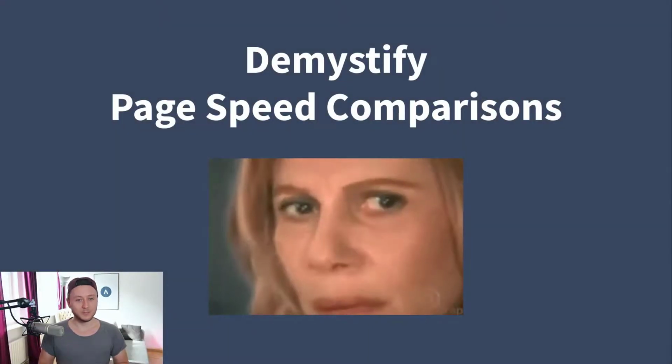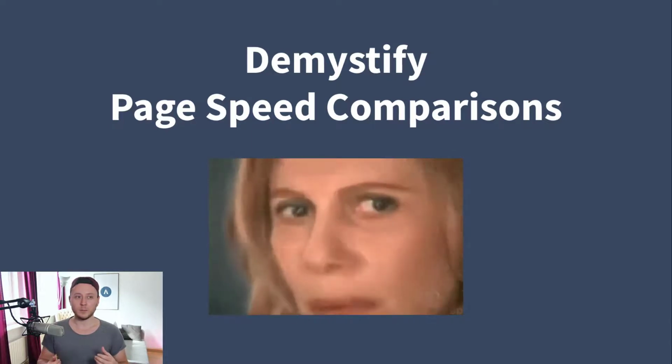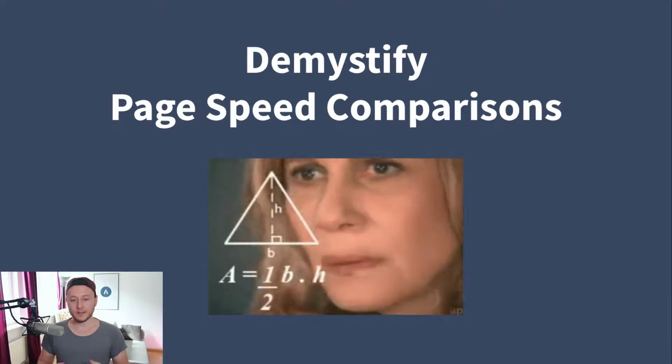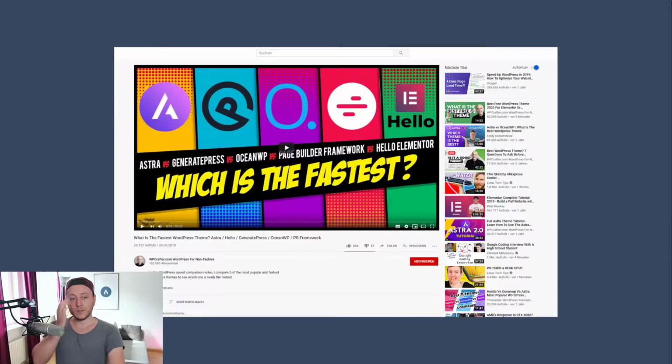Now let's demystify page speed comparisons. That is something I've been doing on my blog for quite a while, but it's great that I get the chance to do it here as well. So let's jump right into it. Our good friend Adam Preiser has done this review where he compared Astra versus GeneratePress, OceanWP, Page Builder Framework, and the Hello Elementor theme to determine which actually is the fastest WordPress theme out there.